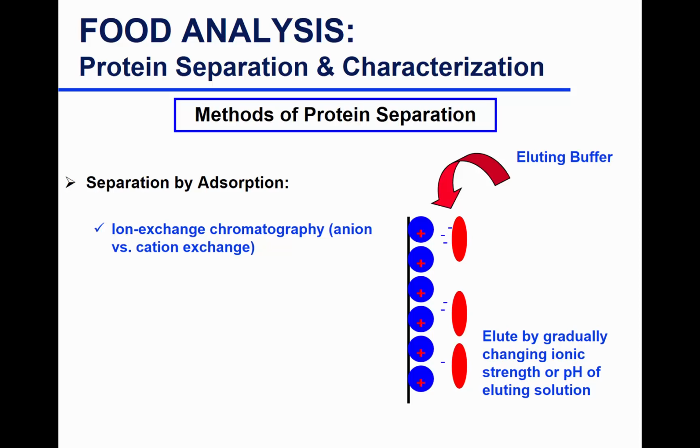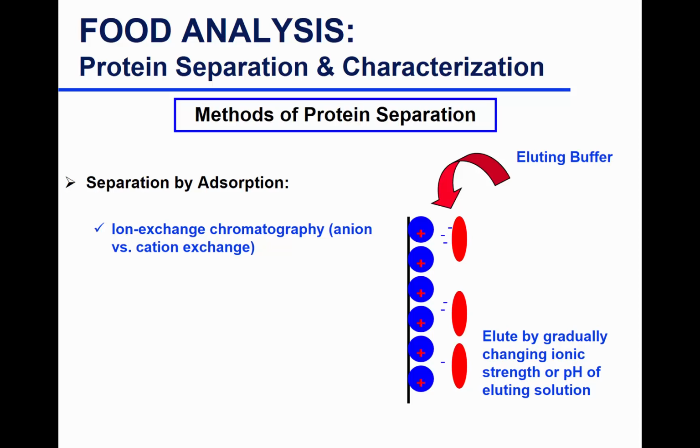So we can use anion or cation. Why are we able to use two, anion and cation, for the same protein? There are both positive and negative charges, but the protein either has a net negative charge or a net positive charge. That's the key. Based on the pH of the solution.